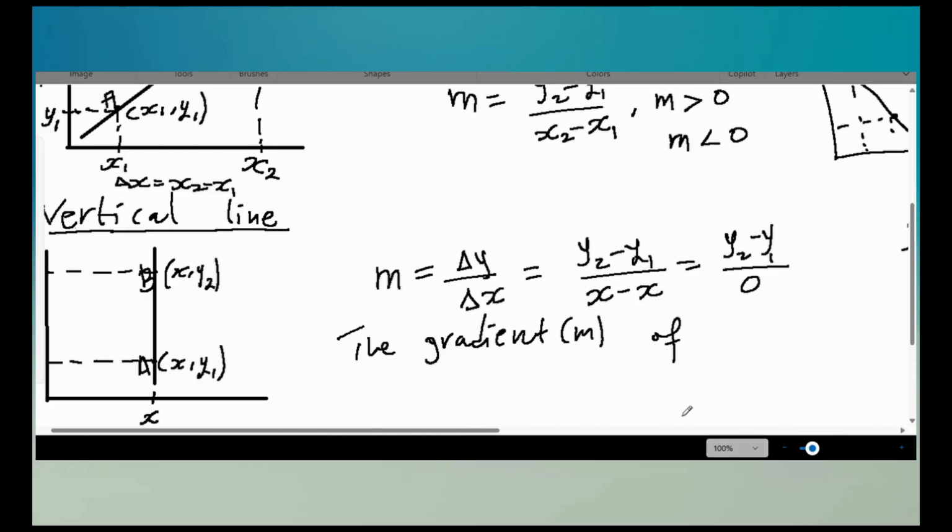So because of that, we're going to conclude that the gradient of a vertical line is undefined. Okay, yeah, because there's no change in the x, right?